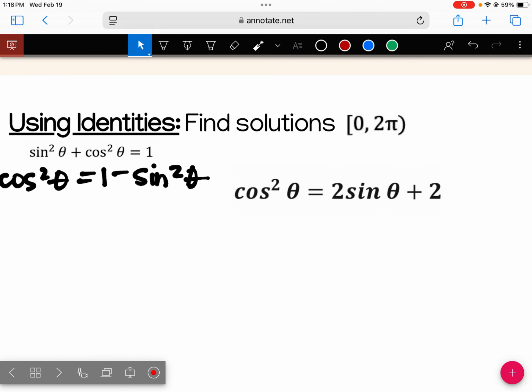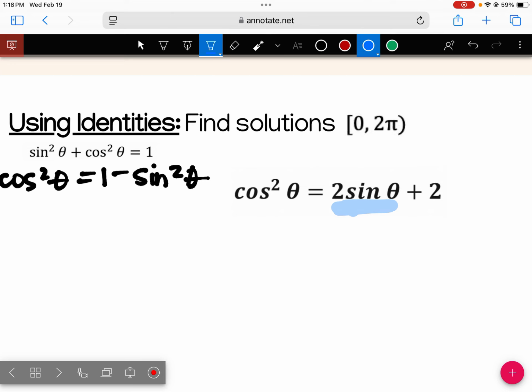So once you figure out what identity is useful for you, another helpful hint when deciding which one you're going to choose: do I move the one that's squared? Do I move the one that's linear? Try to make it so that all of your equation matches the trig function that is not squared.